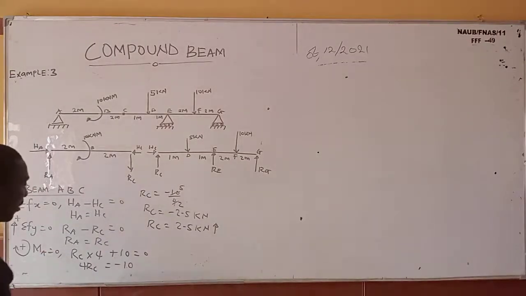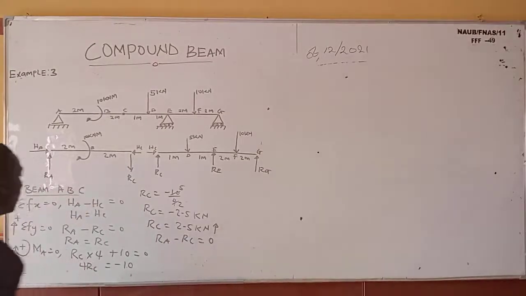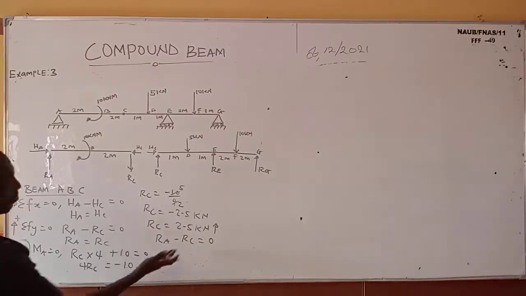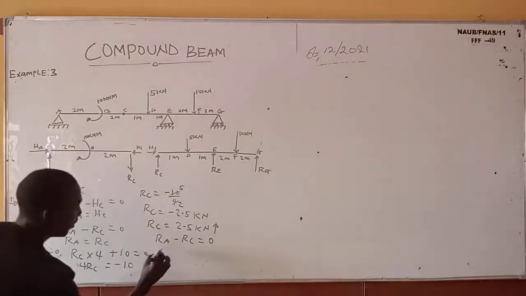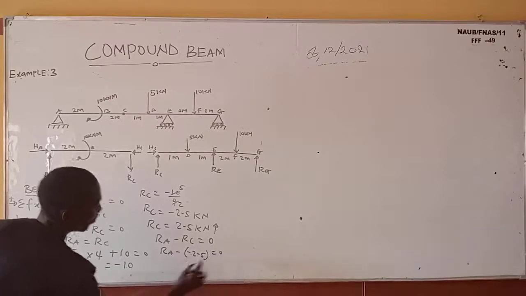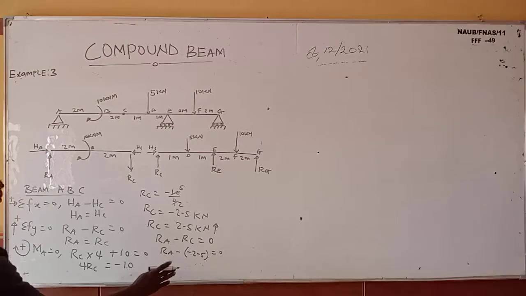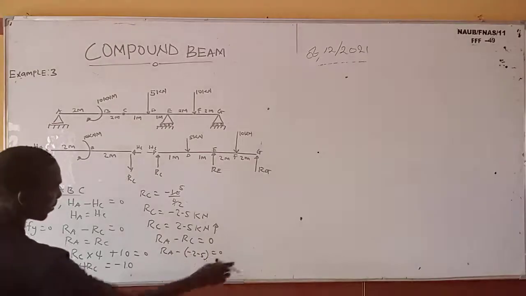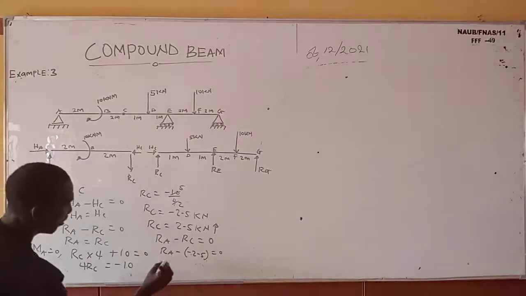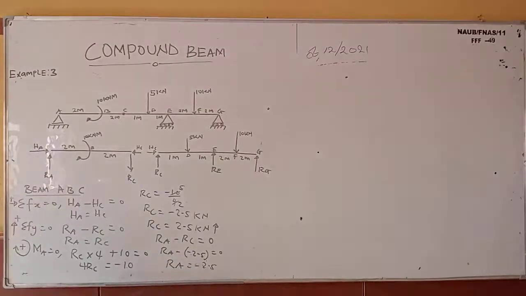Our RA minus RC is equal to 0. But what is my RC? My RC here is nothing but minus 2.5. If I put minus 2.5 here, it's going to be RA minus into minus 2.5 equals to 0. Minus times minus is plus. So if it is plus, when it comes back here, it's going to be minus. So RA will be equals to minus 2.5.